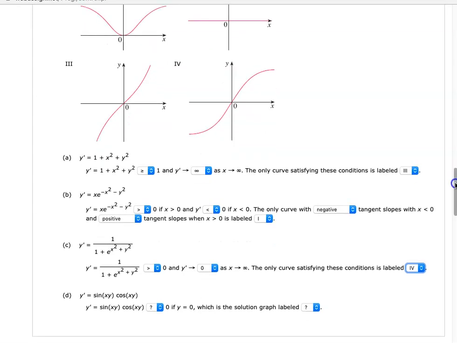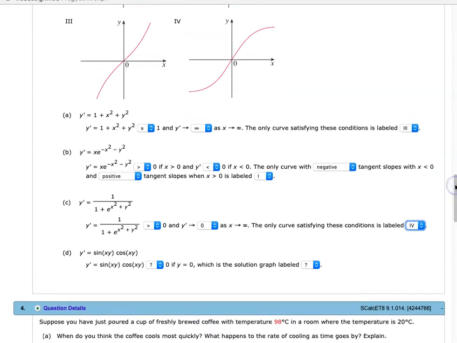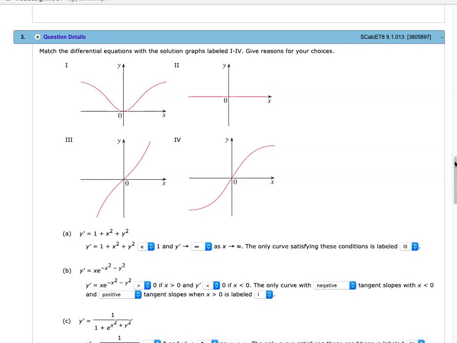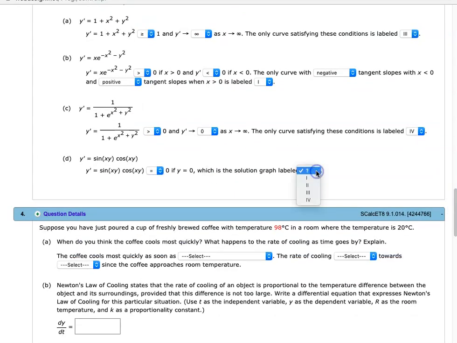All right, last one. Hey, if y is 0, what is the y prime equal? 0, no matter what. Always 0 at y equals 0. So if we have a y value of 0, which graph will always have a slope of 0 when y is 0? 2. All right, done. Submit.